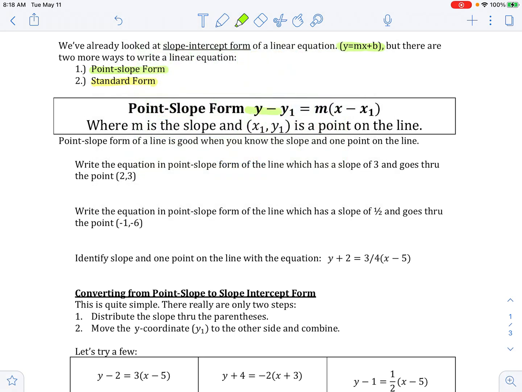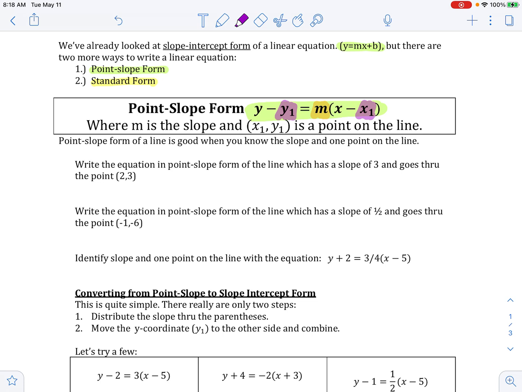We have y minus y sub 1 equals m times the quantity x minus x sub 1, where, of course, we've talked about this before, m is the slope, okay? And then you have the coordinates of 1 point on the line. So if you know the coordinates of 1 point on the line, and you know the slope of the line, you can write an equation of that line in point-slope form. And the coordinates of that point on the line is x sub 1, y sub 1.